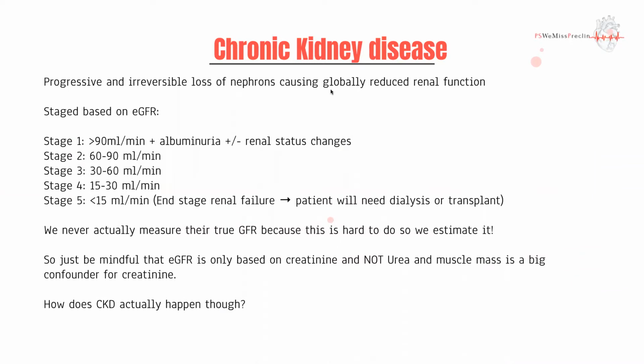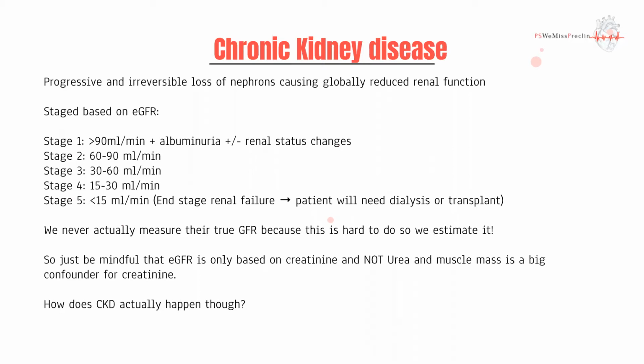As the name suggests, it's obviously going to be a progressive, and in most cases tends to be an irreversible loss of nephrons, which causes a global reduction in renal function. You need to know the stages of CKD, and this is often based on the eGFR. An important thing I'll mention here is you don't always have to have a drop in eGFR for it to constitute CKD. If you have a disease that you know is associated highly with CKD, like diabetes, and you have a patient with a normal eGFR, but they still have albuminuria or changes to their renal status, then this can still constitute stage 1 or premorbid CKD.